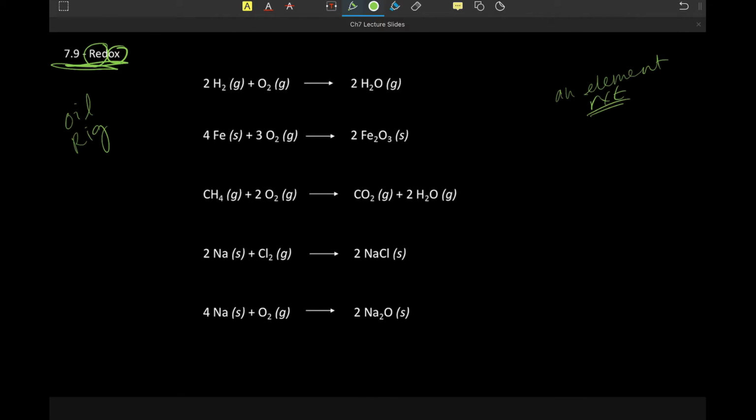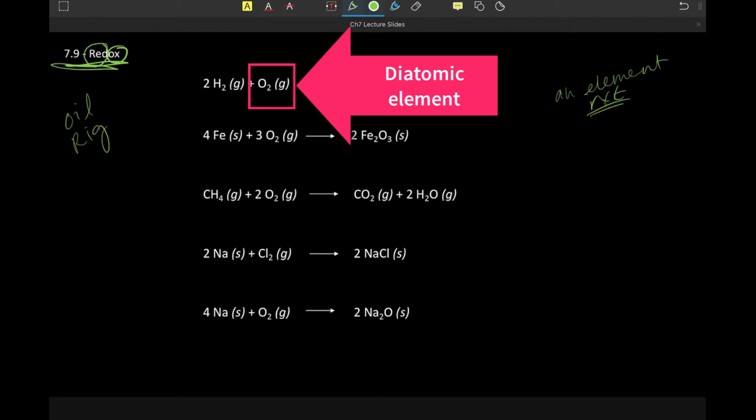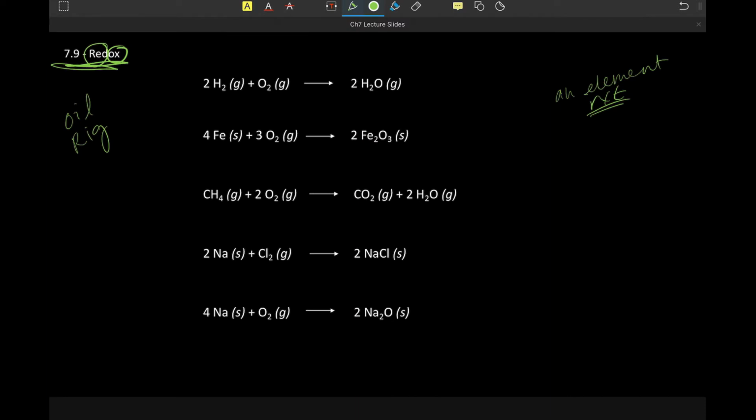It has to be an element, and if we think back, those are the things on the periodic table. Don't forget that some of those are diatomic. If we have a diatomic element, that's still an element. It doesn't need to be an atom. If we look at this first one, we've got two elements, hydrogen and oxygen. This one has two elements. Here we have one element, but it still meets the criteria that there's an element on the reactant side. Here, again, two elements, and again, two elements.